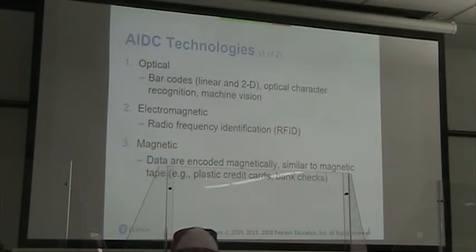The second type is electromagnetic, where radio frequency identification, or RFID technology, is in use. And the third is magnetic, where data is encoded magnetically, such as on your credit cards where you have a data strip that's magnetic tape, or bank checks sometimes have these kind of magnetic strips on them.